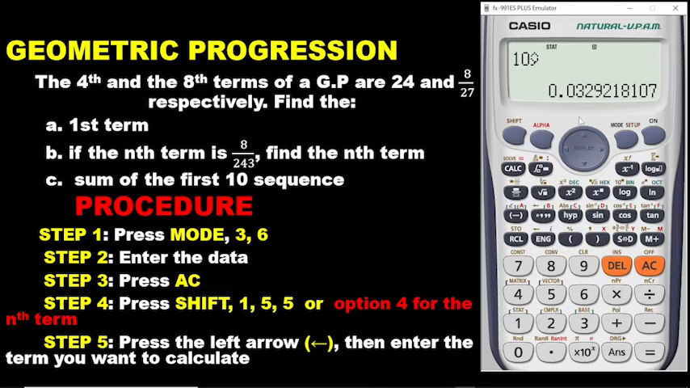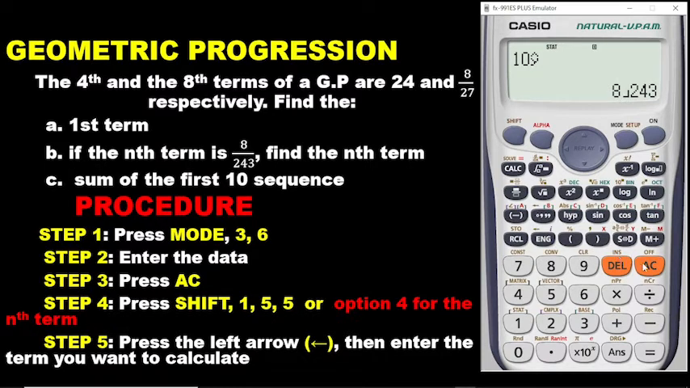So this is what I'm getting, and this is in decimal. I want to convert this decimal to a fraction by pressing the SD button. So obviously you see you are getting 8 over 243, which means our 10th term is 8 over 243.